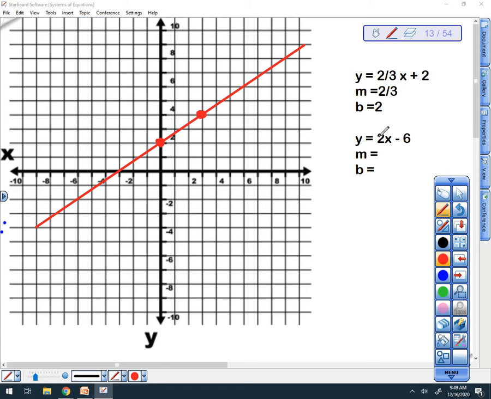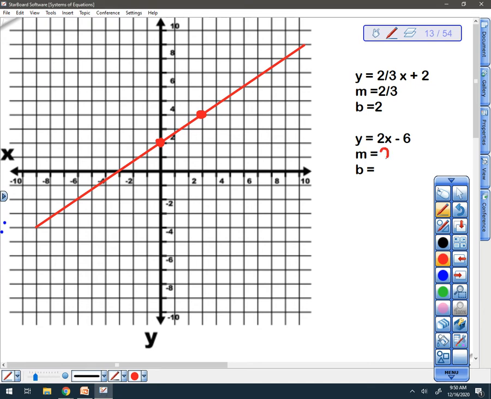Now we do the same thing for this equation. So I'd say, okay, what's my m? Well, y equals 2x minus 6. What's in front of the x? It's a 2. So my slope is 2. And then what's the b? The number in the back is minus 6. So my b, my y-intercept, is negative 6.